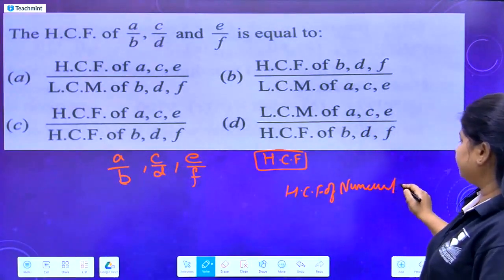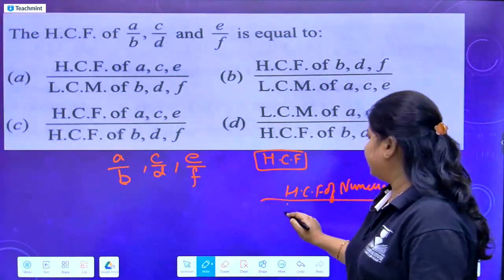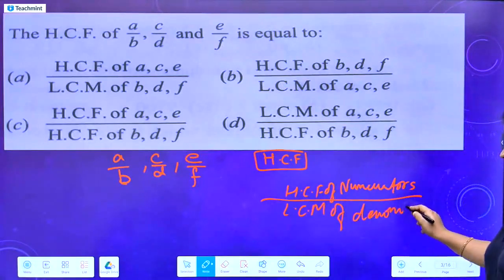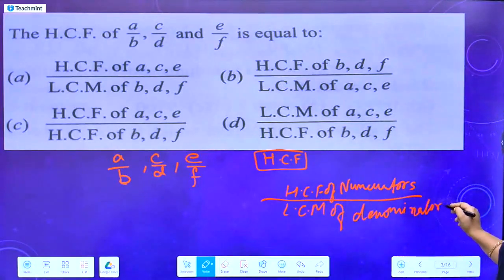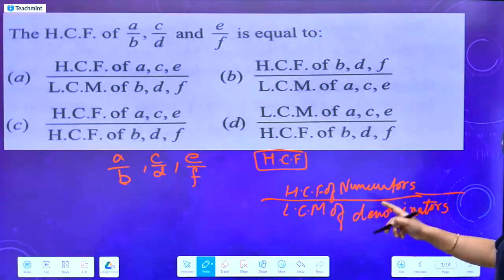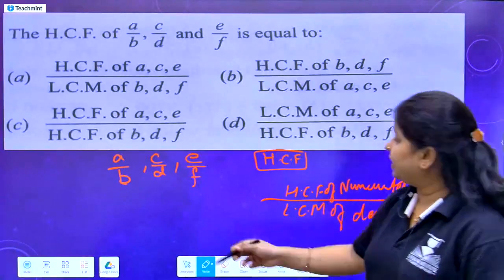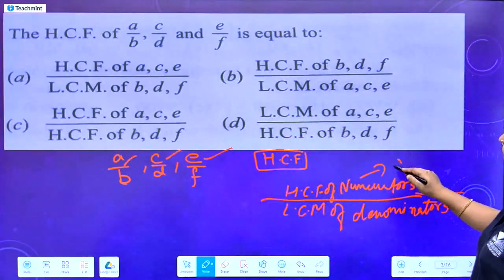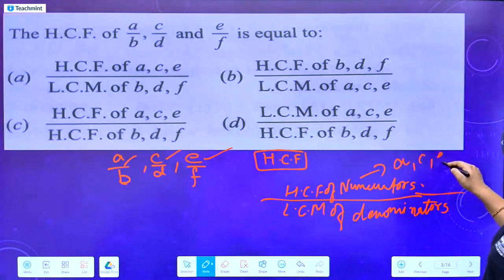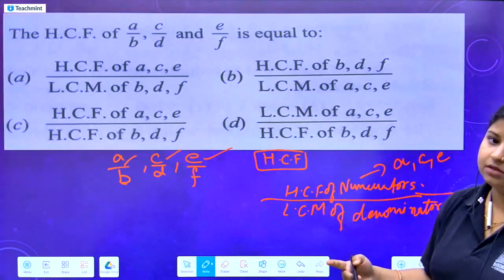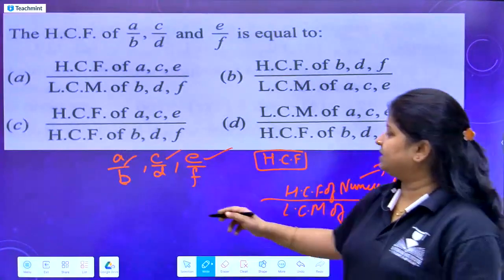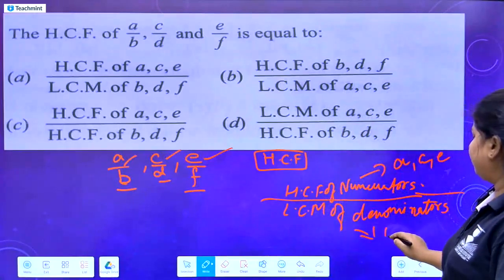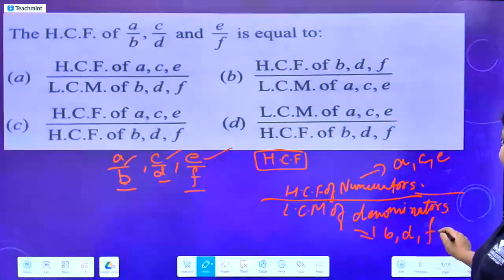HCF of what? Numerators. And LCM of denominators. This is the formula that you have to learn. So HCF of numerator is what? Numerator is A, C and E. That means you have to calculate the HCF of A, C and E. And talking about the LCM, so LCM of denominator, that is B, D and F. So calculate the LCM of B, D and F.